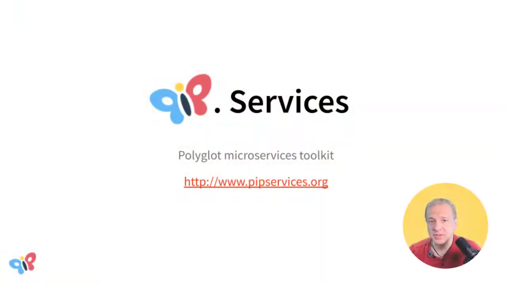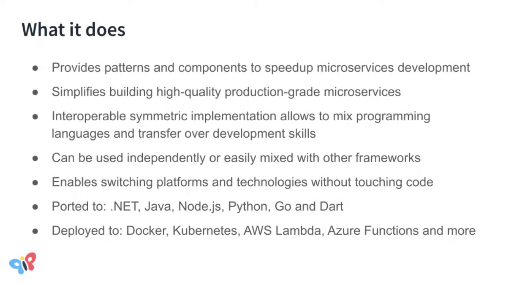I would like to present you Pip.Services Toolkit, one of a very few technologies that allows you to build microservices in different languages and deploy them on different platforms. It is designed from the ground up to be cross-language and cross-platform. And it is called Toolkit for a reason. It is non-opinionated and can be used with existing code bases and mixed up with other technologies.